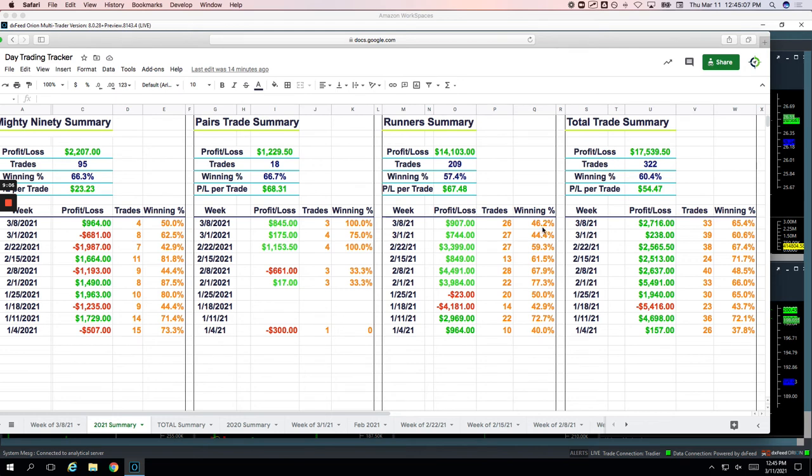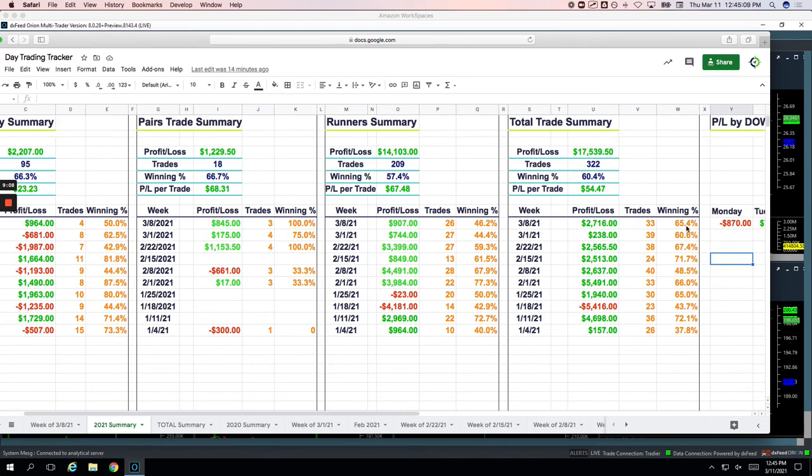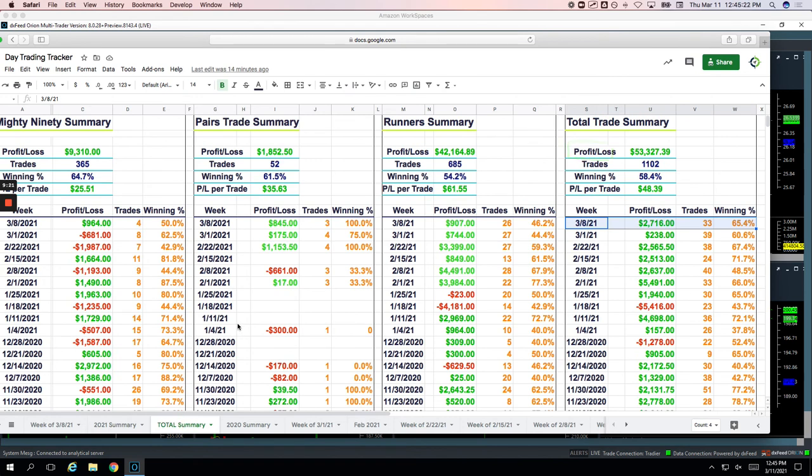So overall win rate 65.4%. Like I said, total profit 2,700. So P&L to date, year to date, a little over 17.5, and then the total summary. So back since we started tracking this at the end of August, plus 9,300 on Mighty 90s, 1,800 pairs trades, and over 42,000 on runners. Plus 53,000 since we've been tracking.